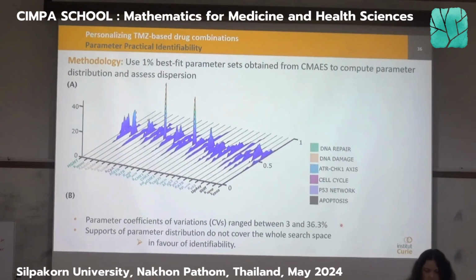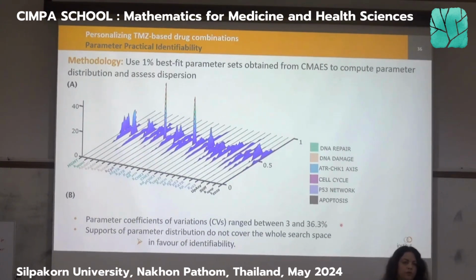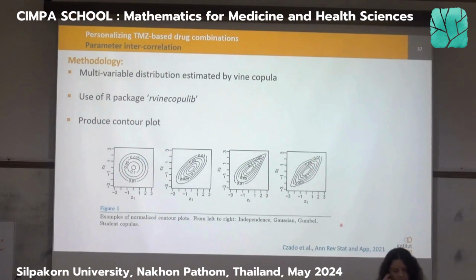The next thing we wanted to look at is the correlation between parameters, because of course we don't want to have plenty of parameters which are correlated, because then it means that your model is not well constructed. And for this we have used a statistical approach, which is called variant-popular, which is a way to actually derive a multivariable distribution for your parameters that will include not only the distribution of one parameter, but also the correlation in between your parameters.